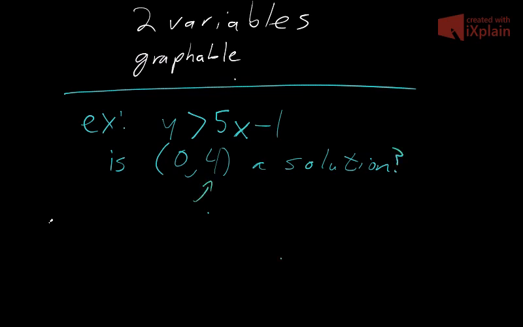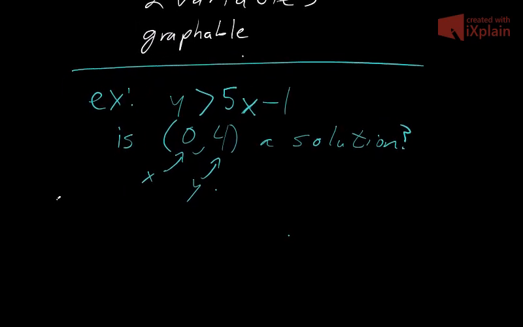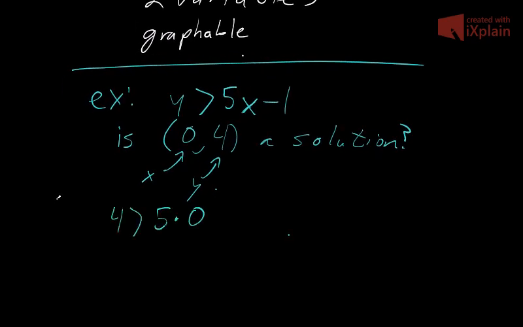So I'm going to look right here, reminder that that right there is my y, and the first number is the x. So I'm just going to plug those in, and I get 4 is greater than 5 times 0 minus 1. I'm wondering if this is a solution, so I have 4 is greater than 5 times 0 is 0, minus 1 is negative 1, and that is true, so it is a solution.